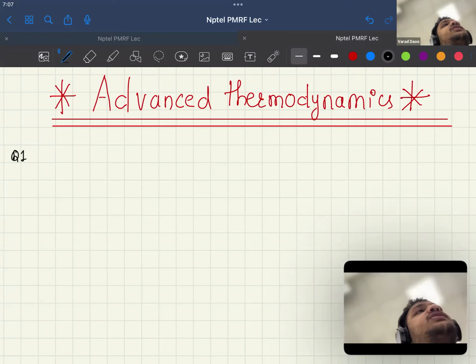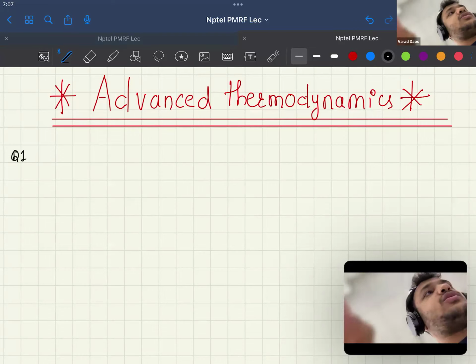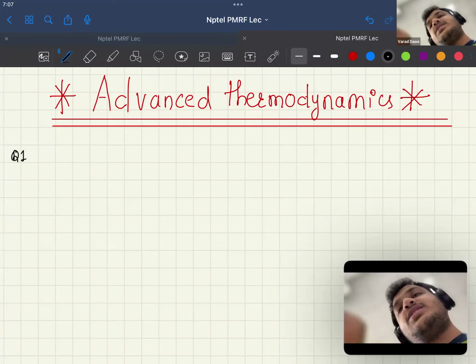The first question is: if H is the classical Hamiltonian and does not depend explicitly on time, then we have to show that the first derivative of this Hamiltonian with respect to time is equal to zero. Then we are also asked to find the physical significance of dH by dt equal to zero. And if this is true, then H does not explicitly depend on time. Let me write this down, and then we'll discuss.